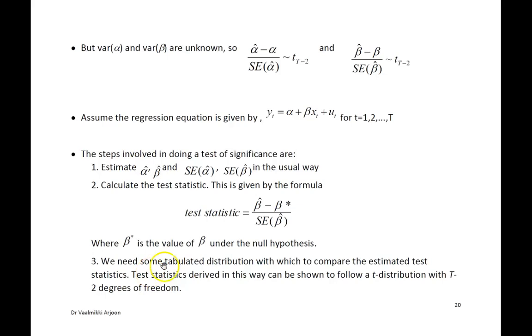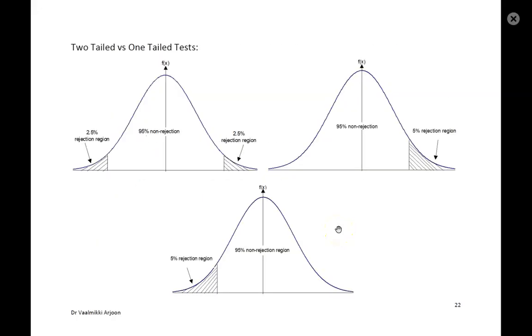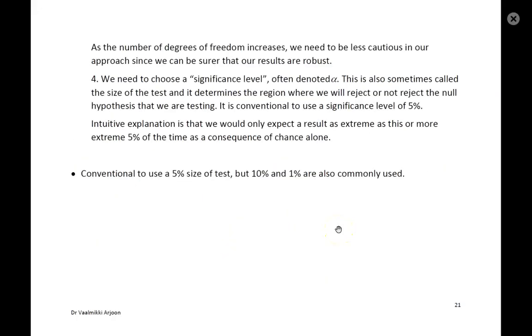Then we get some tabulated distribution to compare the estimated test statistic. The test statistic derived in this way can be shown to follow a t distribution with T minus 2 degrees of freedom. As the number of degrees of freedom increases, we will be less cautious in our approach, since we could be sure that the results are robust.